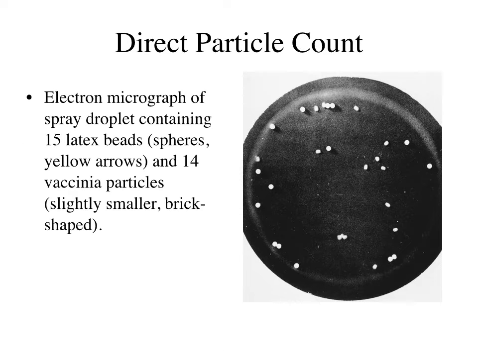And here's an actual electron micrograph showing you how this would be done. So in this case, on this particular field in the SEM, you have 15 latex beads, and those are indicated here by the yellow arrows, and 14 vaccinia particles. They look a little bit more brick-shaped. So from this you can then do a calculation, because if you know what your concentration of latex beads was, and then you count up your number of virus particles, then you can make that calculation.